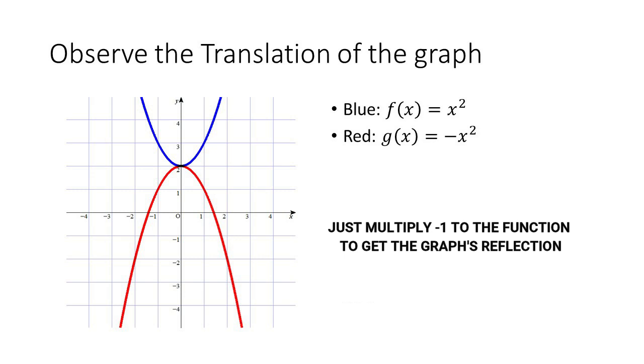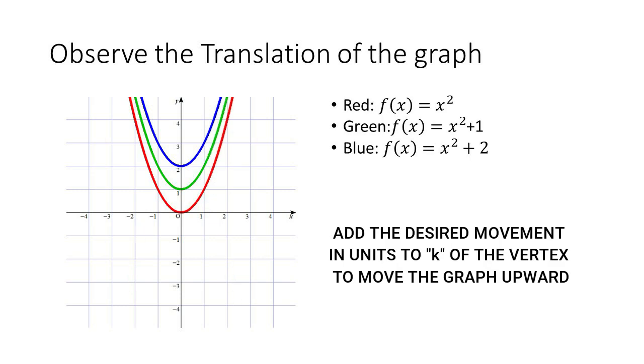The red graph tells you the reflection of the given f of x is equal to x squared. And we will name it as g of x is equal to negative x squared. Upon observing, the only difference between the two functions is that a is negative. Therefore, if in a given equation we change the sign of a, the graph will have its reflection.